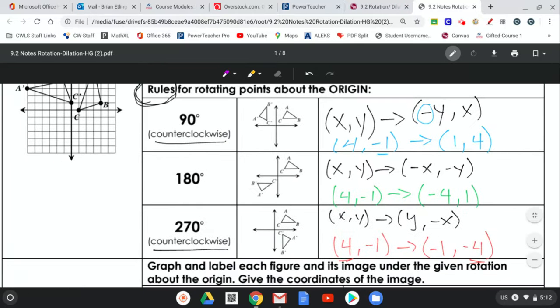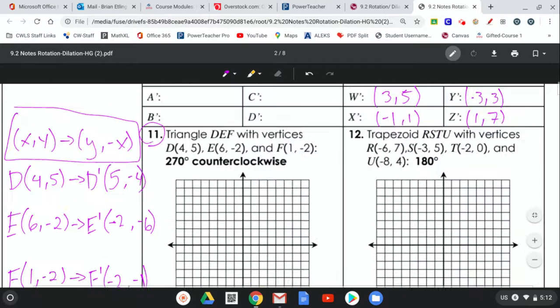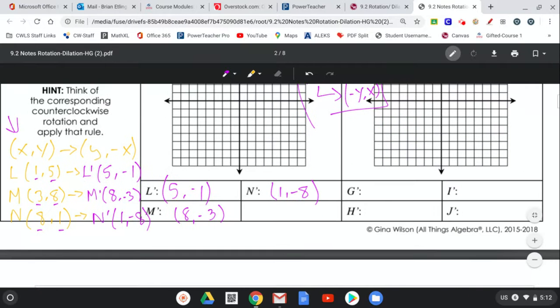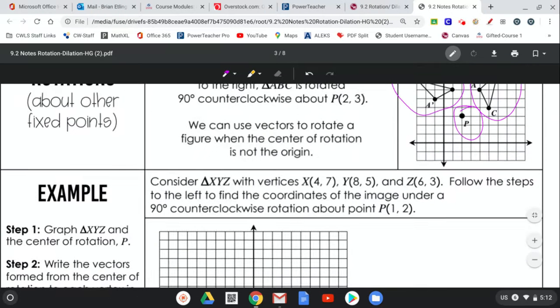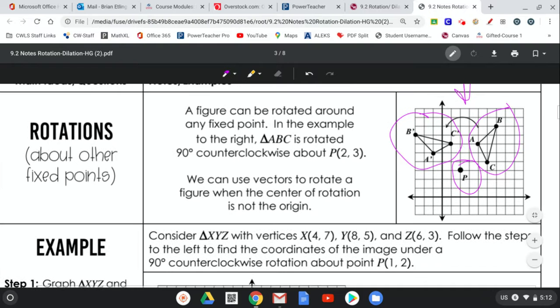So these rules, again, please have them written down so that you have them readily available when you're working through problems, because these rules are going to apply in a little bit different of a way. They're going to apply to the vectors that are formed from the fixed point. The best way to think about this is you've got to know the vectors that are formed from the fixed point and the pre-image.